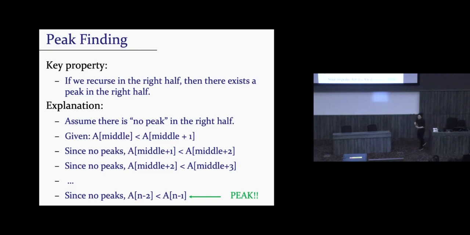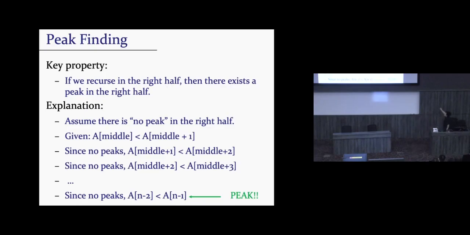I'm going to assume for the sake of contradiction, our favorite way of proving stuff, that there is no peak on the right half, okay? But we recurse on the right half. So what does that mean? We recurse on the right half, so it means that the middle element has to be strictly less than the element to its right. So the element at middle is less than the element at middle plus 1. It's a lot of words to say at the same time.